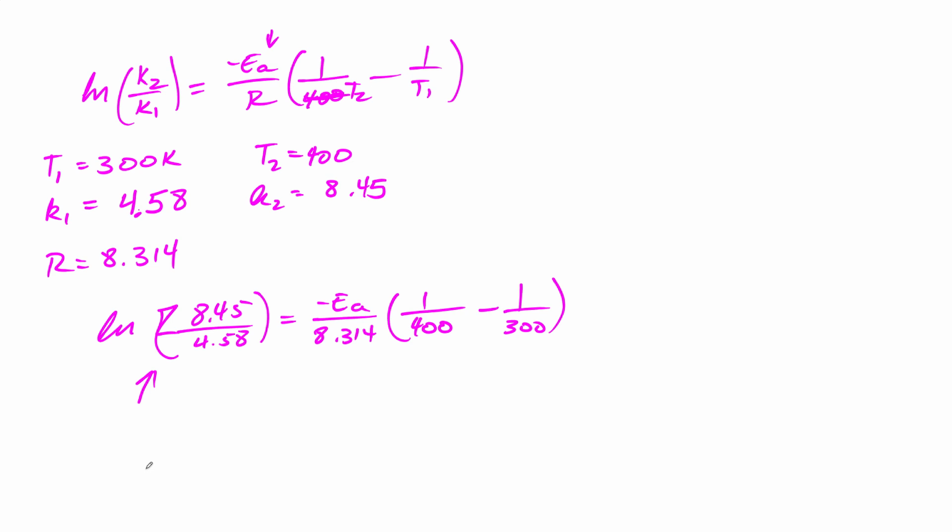So 8.45 divided by 4.58 gives me 1.84497 something. And just take the natural log of my answer, and I should get 0.61247, equal to minus Ea over 8.314. Now I'm going to take 1 parenthesis, 1 divided by 400, close parenthesis, minus 1 divided by 300. I'm going to get this number.